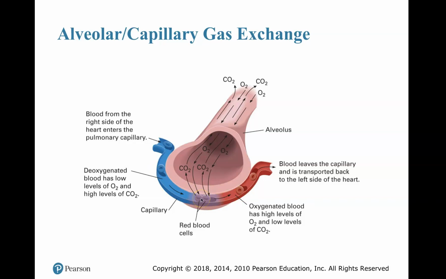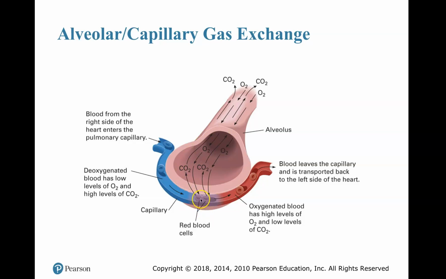At the same time, this deoxygenated blood has high levels of CO2, so it gives off the CO2 in the alveolus to go back out of the airway. Remember when you were taught as a kid, you breathe in oxygen and you breathe out carbon dioxide. And this is where it happens. This is exactly how it happens. Oxygen comes in the alveolus into the capillary. The deoxygenated blood in the capillary dumps off that CO2. We breathe in the oxygen and we breathe out the CO2.